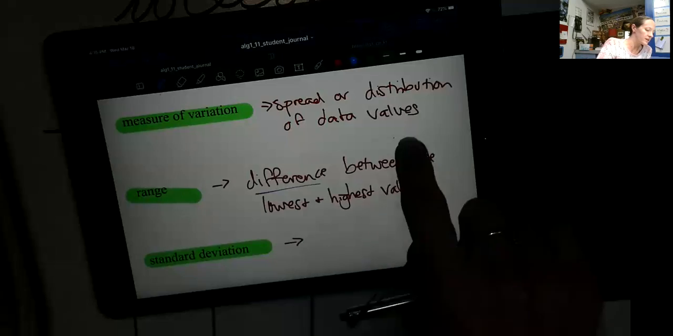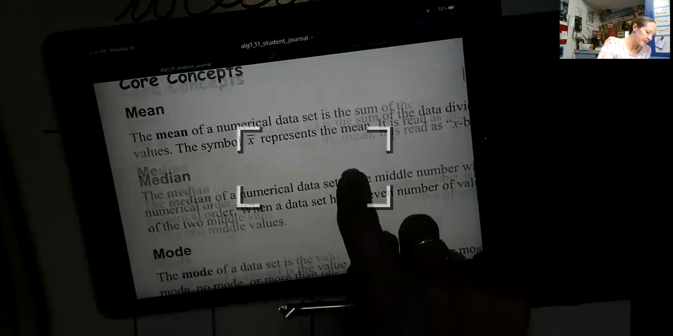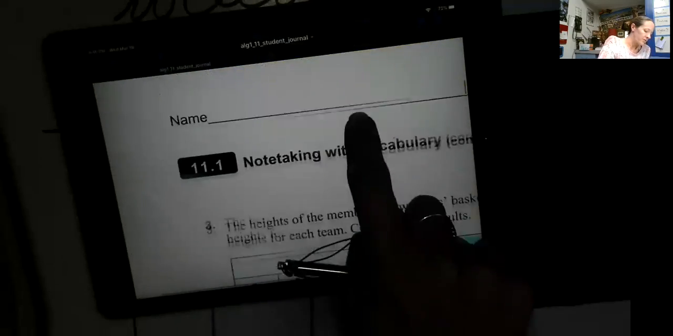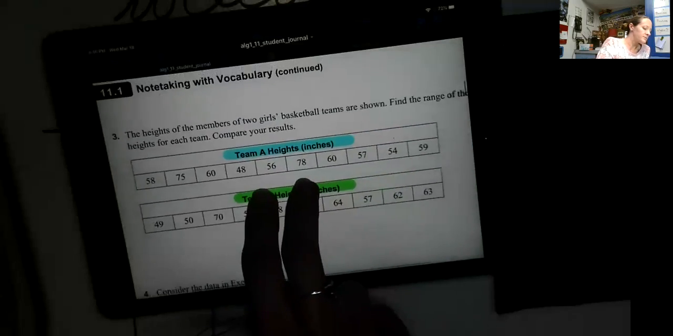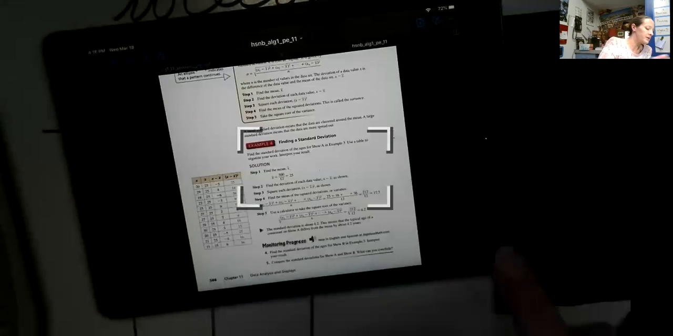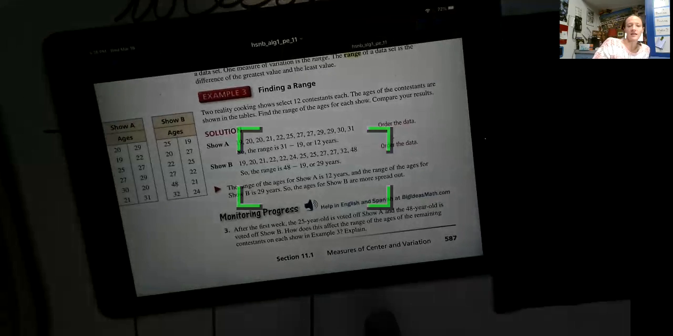Before we go to standard deviation, let's go ahead and look at an example problem. I think I have the one that we're going to practice right down here. The heights of members of two different girls' basketball teams. They're asking us to find the range of heights for each one. If we were to peek really quickly at the book before standard deviation, here we go, range: the difference between the greatest and the least.